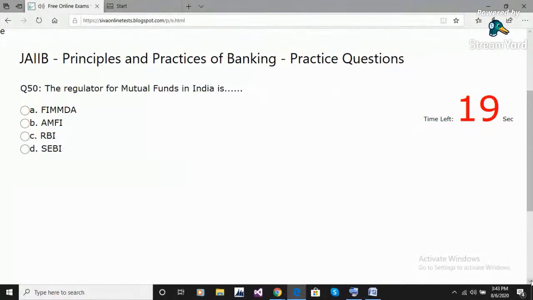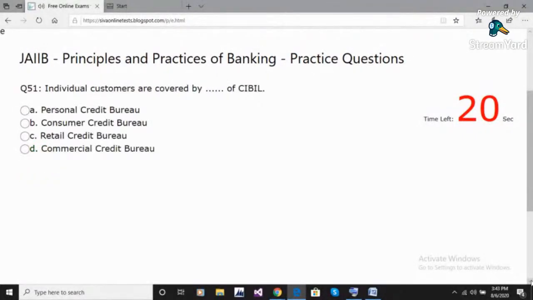Question 50. The regulator for mutual funds in India is. Option A. FIMDA. Option B. AMFI. Option C. RBI. Option D. SEBI. Answer D. SEBI.